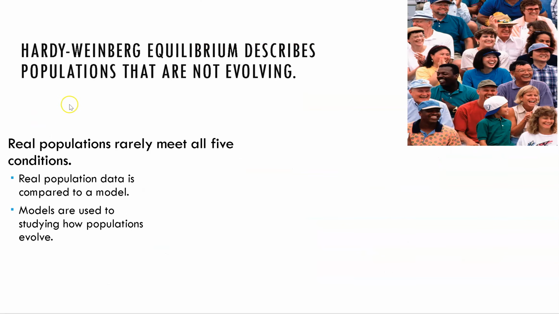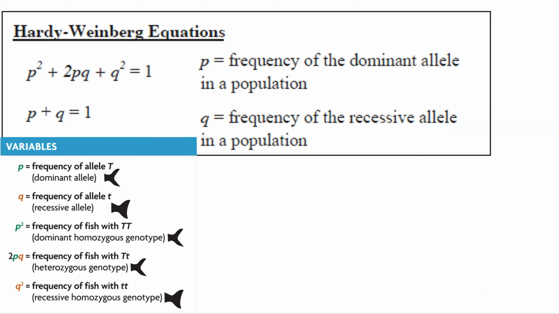Hardy-Weinberg equilibrium describes populations that are not evolving. Real population data is compared to a model, so that's why we're learning this. We're going to compare real populations to this model.